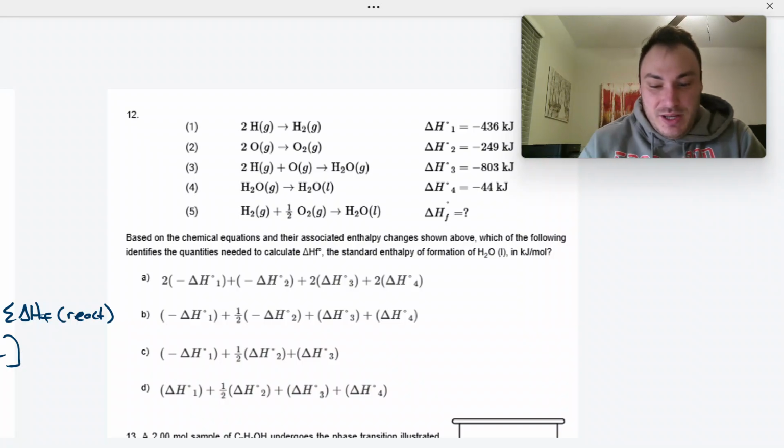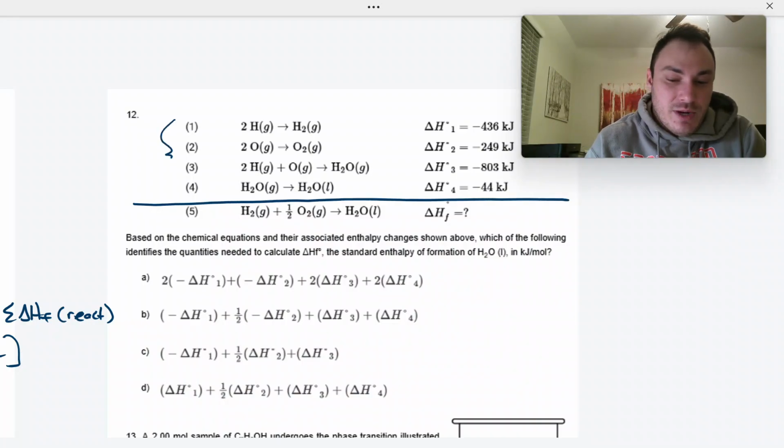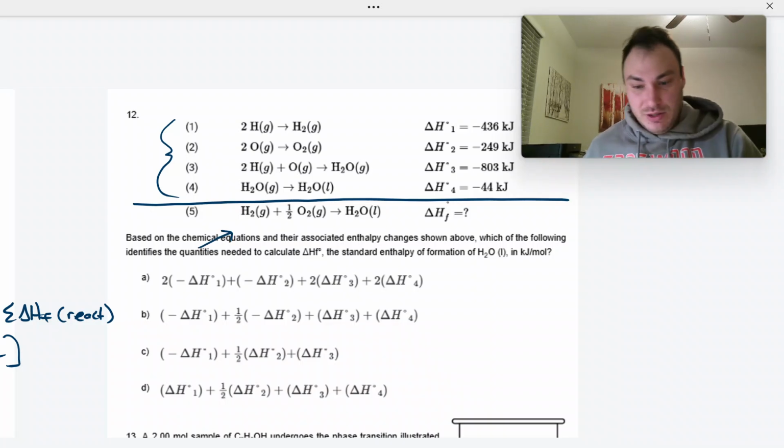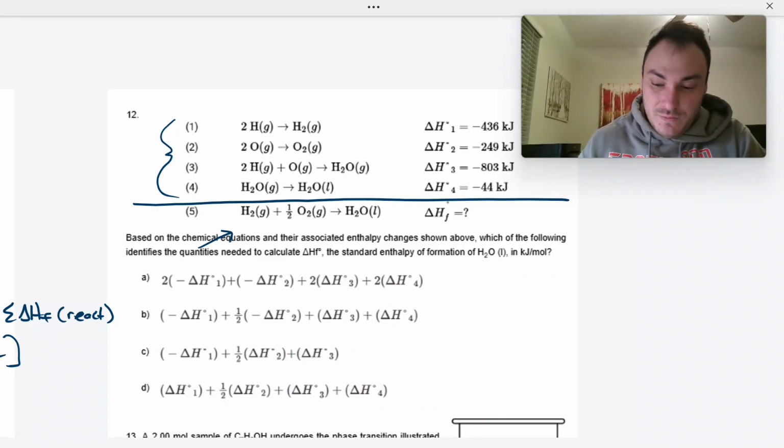Okay, so basically, how can we rearrange these 4 equations to get that equation? Maybe we don't even need to use all 4 of those equations. So let's start with water. Equation 4 has water. So I'm going to just jot down equation 4.